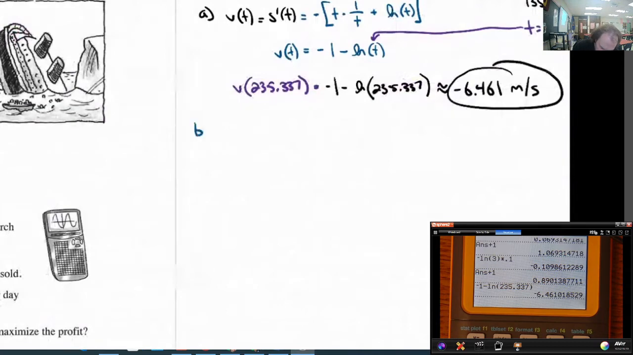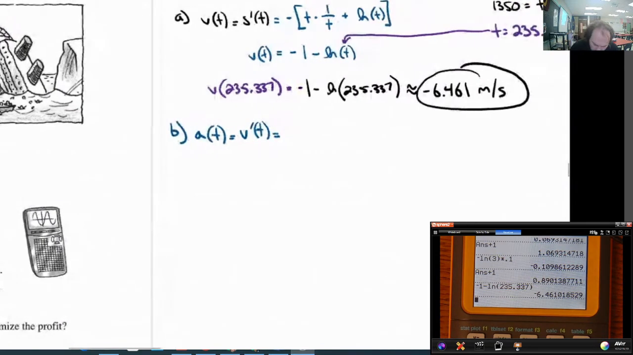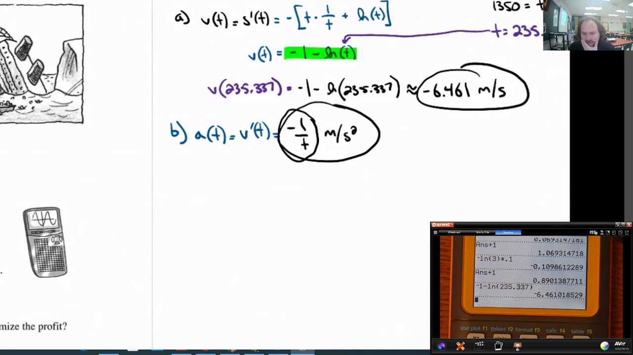So for part B of this problem, what we need now is the acceleration function, which is the derivative of the velocity function. So we're going to take our velocity function from right here and find that derivative, which is actually really simple. The derivative of -1 is 0, and the derivative of negative natural log of t is just -1 over t. And that is meters per second squared. We're being all physicsy about it, very mathy about it right there.